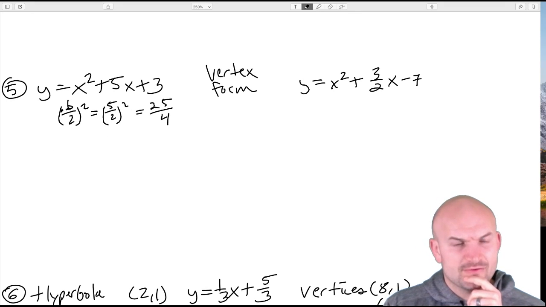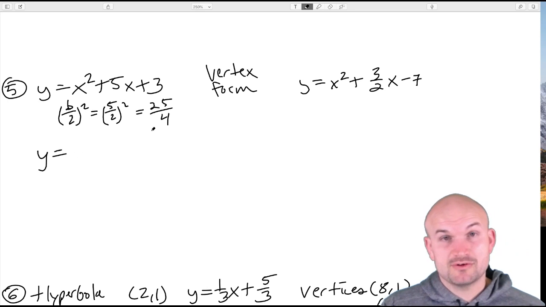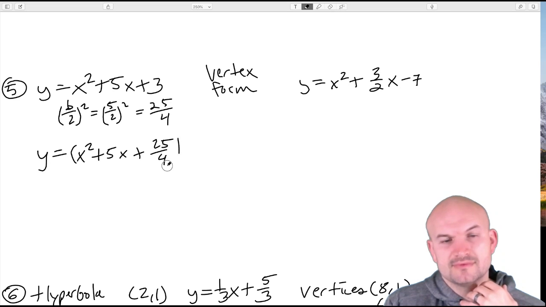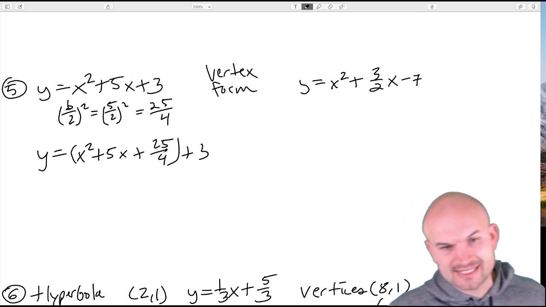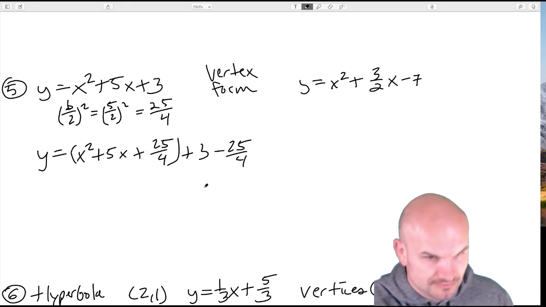So therefore I have 25 over 4. And now that is going to be the value that's going to complete my square. So I'm going to have x squared plus 5x plus 25 over 4 plus 3. But again, remember, we just can't randomly add a 25 over 4 inside the parentheses. We need to make sure we also subtract a 25 over 4.